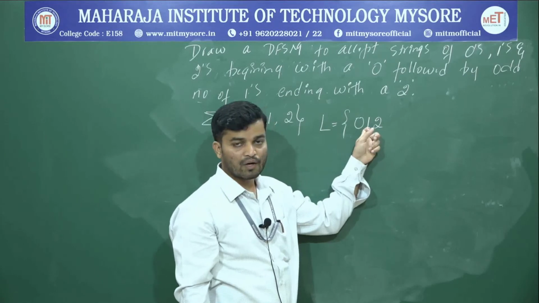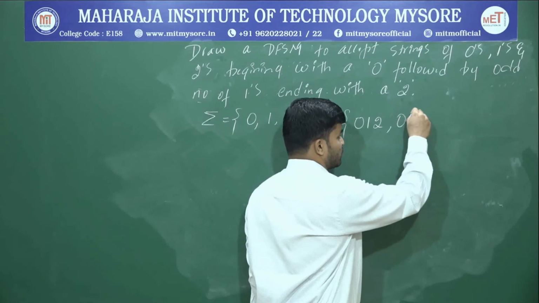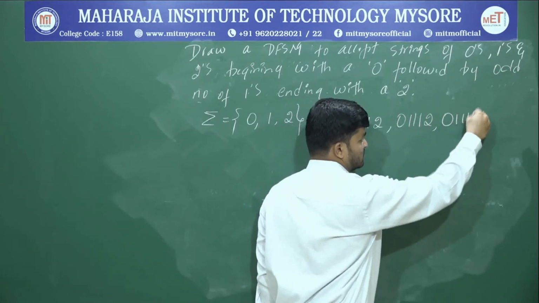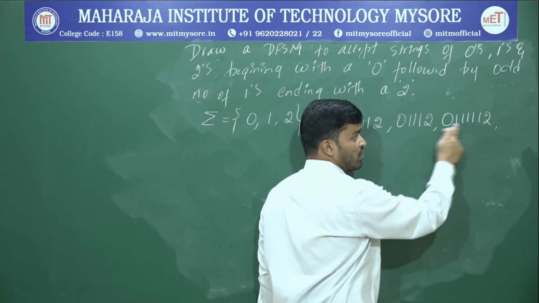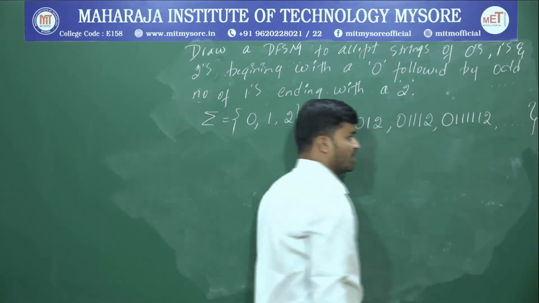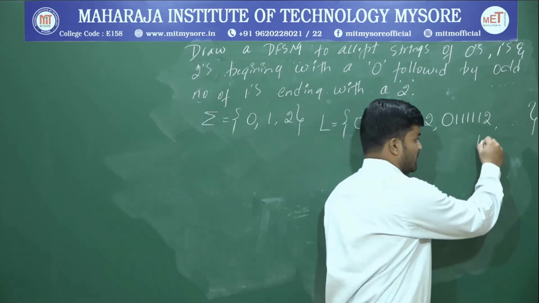In the middle I can have what? An odd number of ones. So either I can write it this way, or what's the next odd number? 3 or 5. So beginning with a 0, ending with a 2, with an odd number of ones. Okay, and this will continue. So I can form n number of strings. So what's the type of the language? The language is an infinite language.